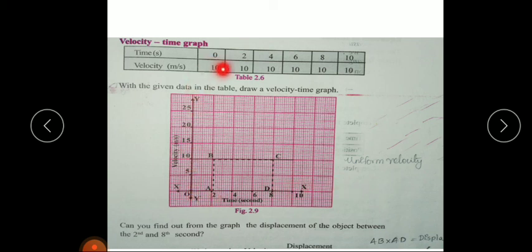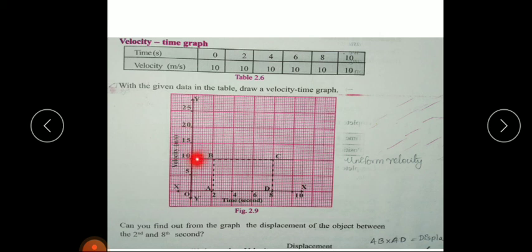Here you can see the velocity is 10, 10, 10, 10, 10. So what does it mean? With increasing time, there is no change in velocity. That means the object is moving with constant velocity, with uniform velocity. That is why we will get a straight line parallel to the x-axis. Here one question is given. Find out the displacement of the object between 2 and 8 seconds.